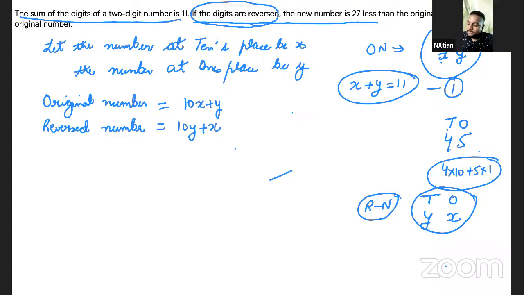Why 10y plus x? Because y is at the tens place, that's why we multiplied by 10. And x is at the ones place, that's why it becomes 1. Did you understand, guys? Till here, Joshua, you got everything? Any problem, guys? No problem? Okay.